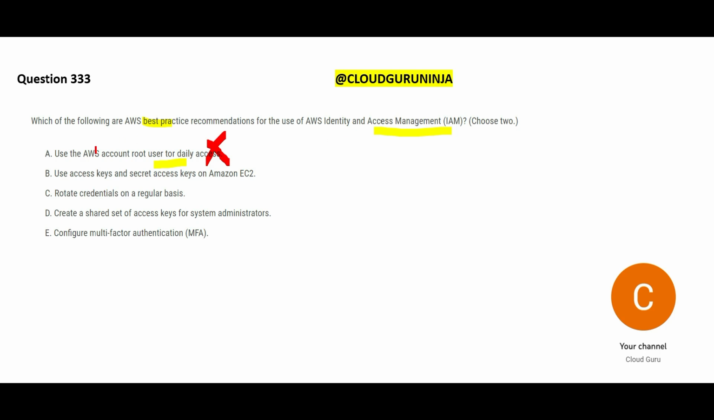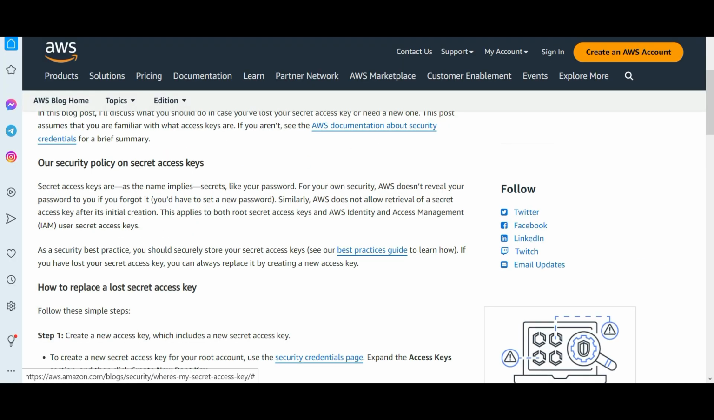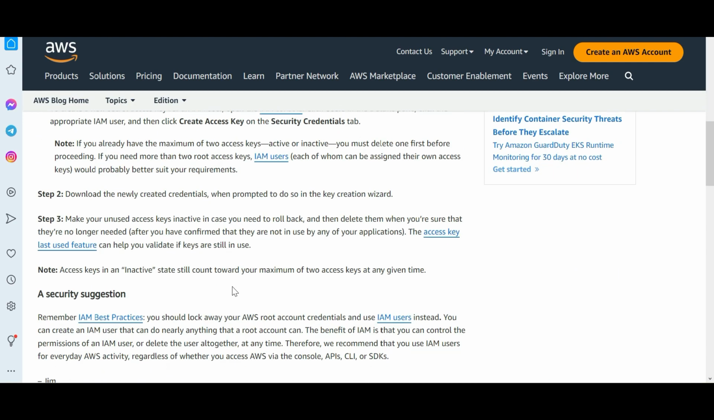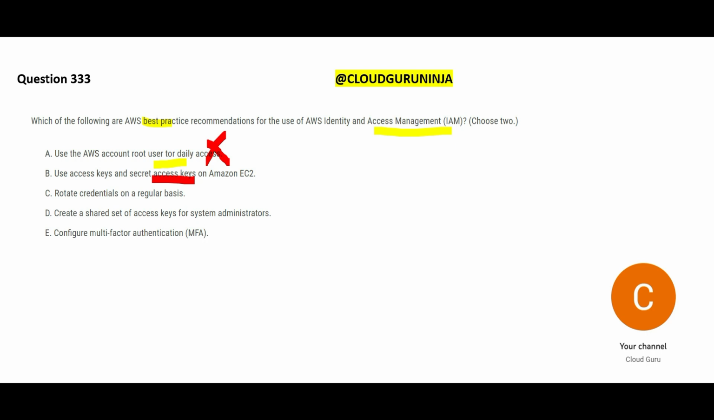Now B says use access keys and secret access keys on EC2. So it says here secrets are like passwords. AWS does not reveal your password, and AWS does not allow retrieval of a secret access key after its initial creation. This applies to root secret access keys and IAM secret access keys. So that means as a security best practice, you should securely store your secret keys. If you have lost it, you can replace it. We should not use secret access keys on EC2.